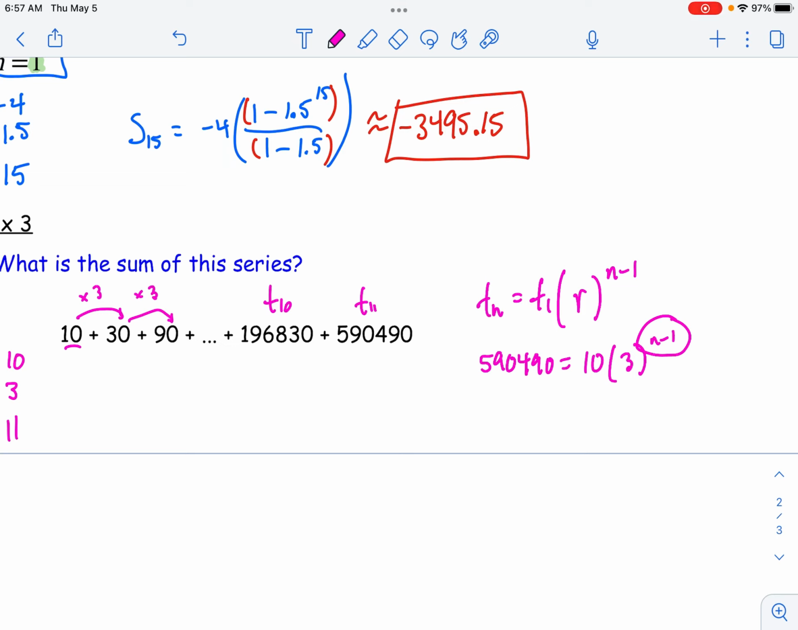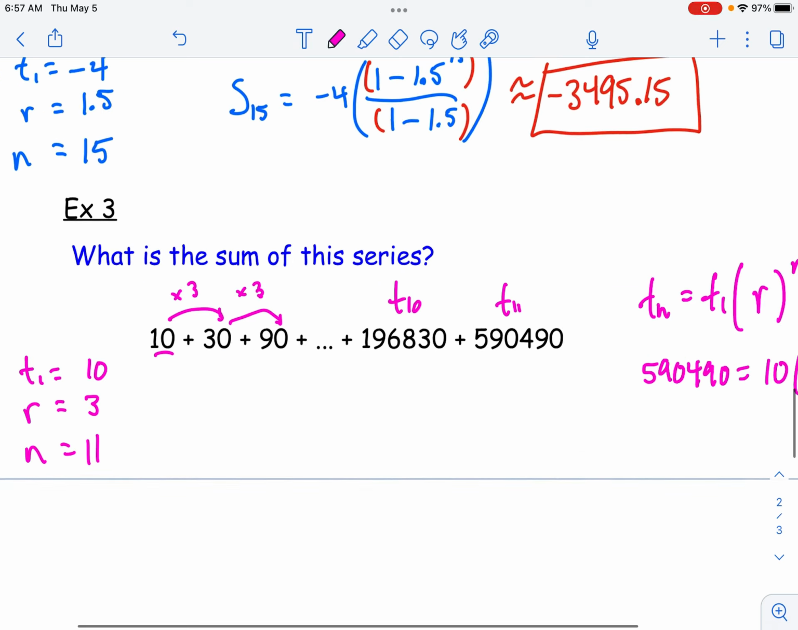And not that logs are bad. I mean, we should not shy away from them. They're doable, but it just creates a little bit more work. Whereas if you just use your calculator and kind of brute force it, you can figure it out. Okay.